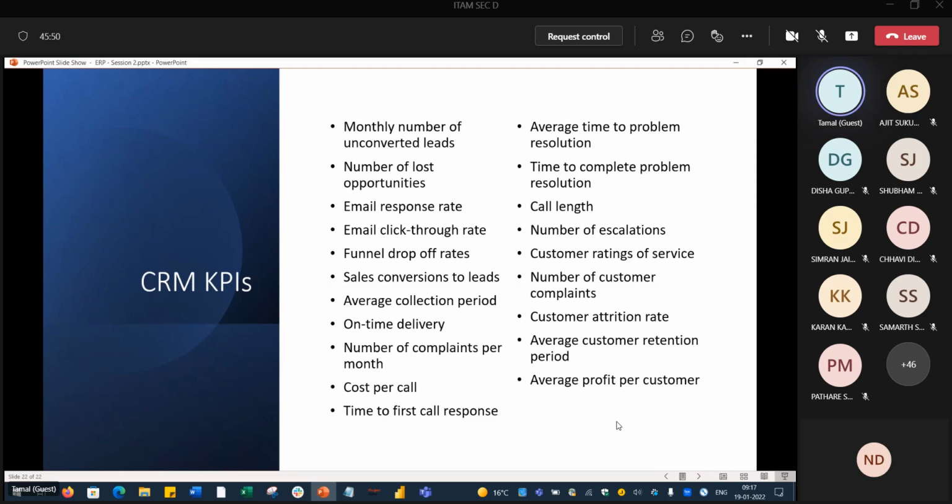Sales conversion to leads, so from a phone call you have basically got a lead. Average collection period, same as for O2C: how much time does it take to get the money? On-time delivery, definitely one. Number of complaints per month, another one. That is for your sales. Okay, sales CRM: cost per call, time to first call response.